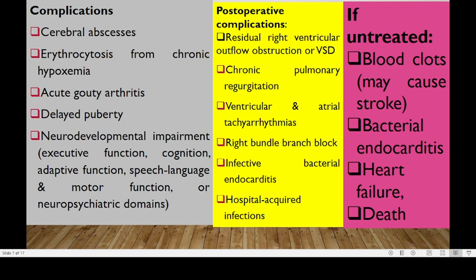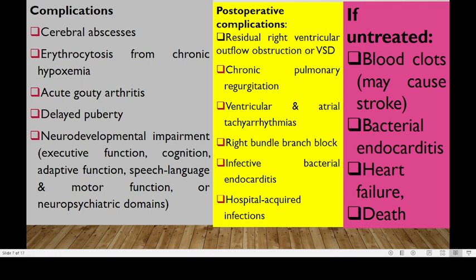Tetralogy of Fallot normally comes with several complications like cerebral abscess because of low perfusion, erythrocytosis from chronic hypoxia, acute arthritis, delayed puberty, and neurodevelopmental impairments, such as cognition being affected, speech, and motor functions. Patients could even present with neuropsychiatric symptoms.